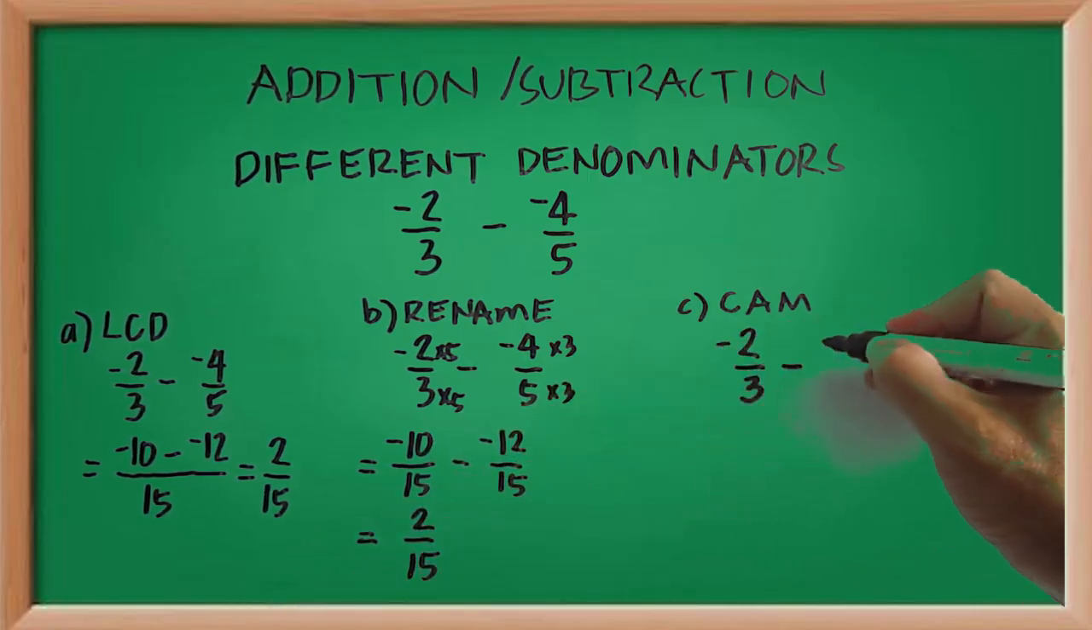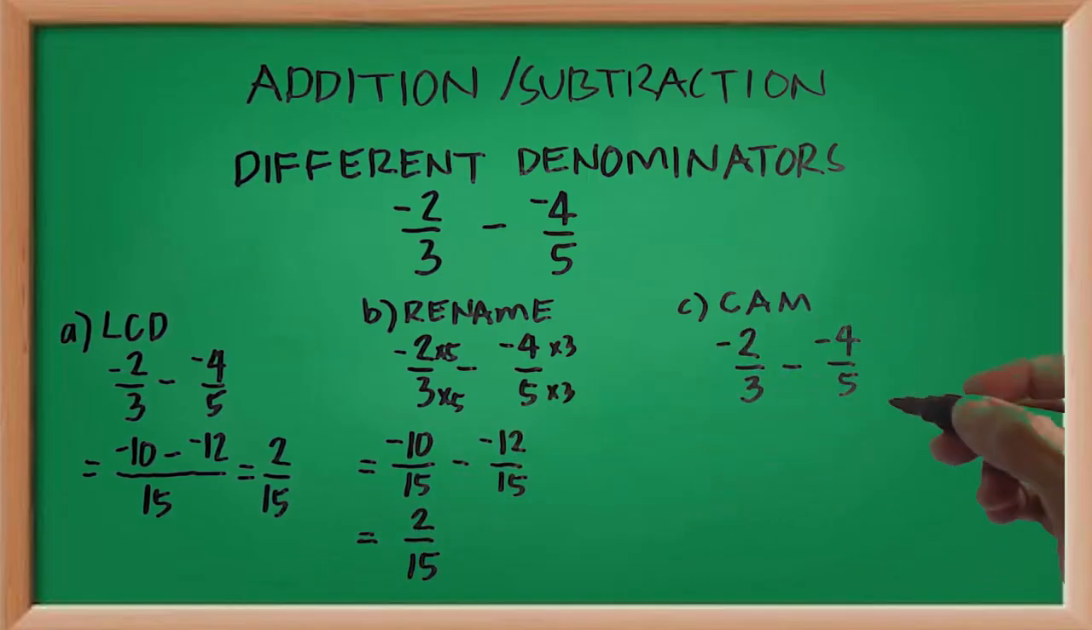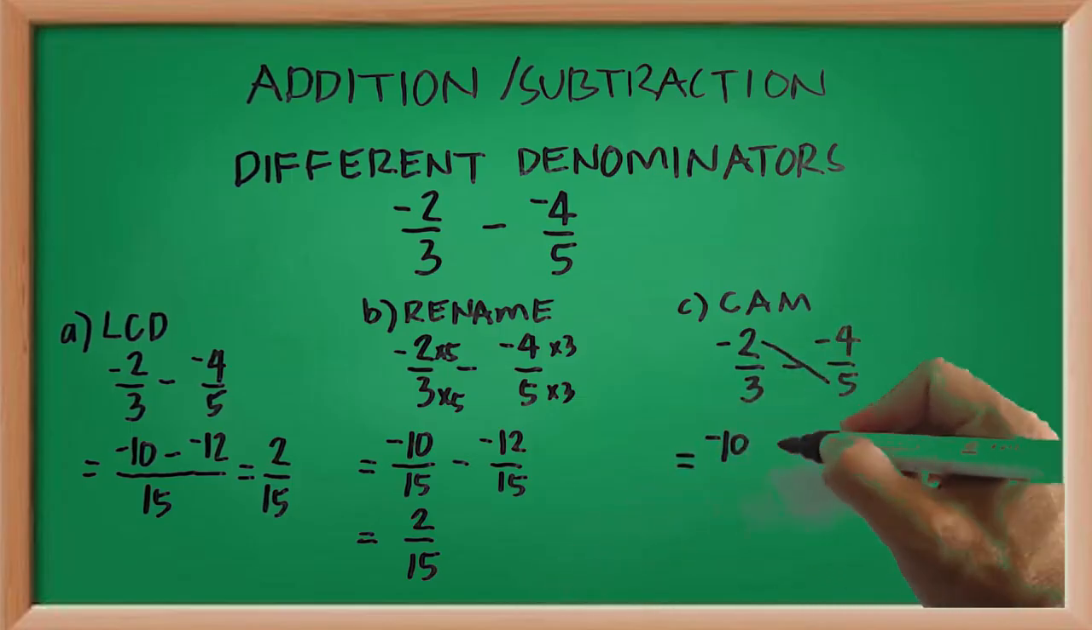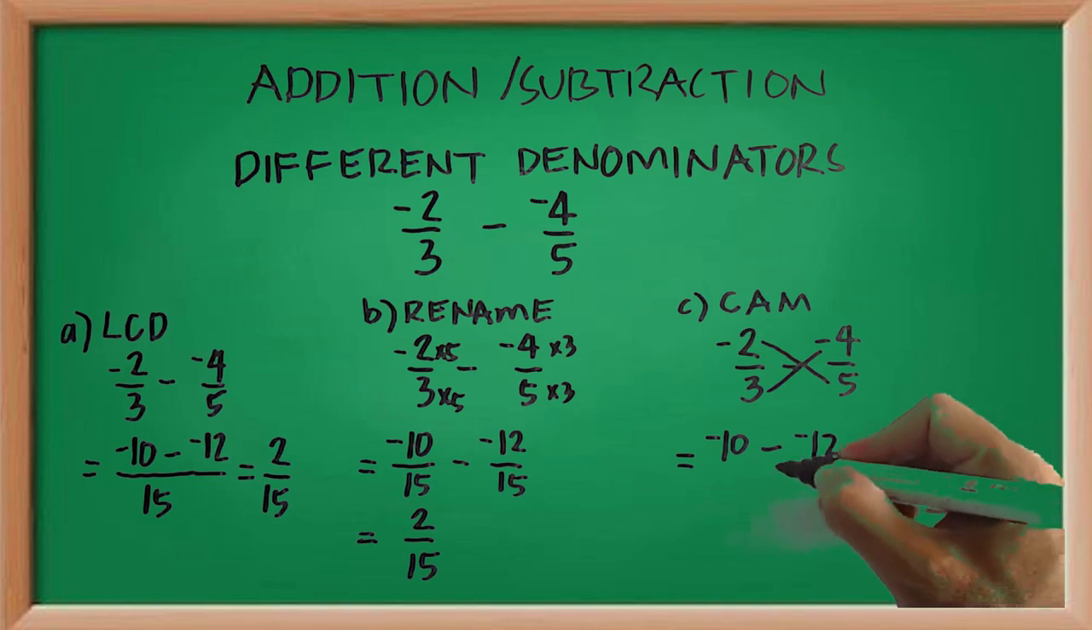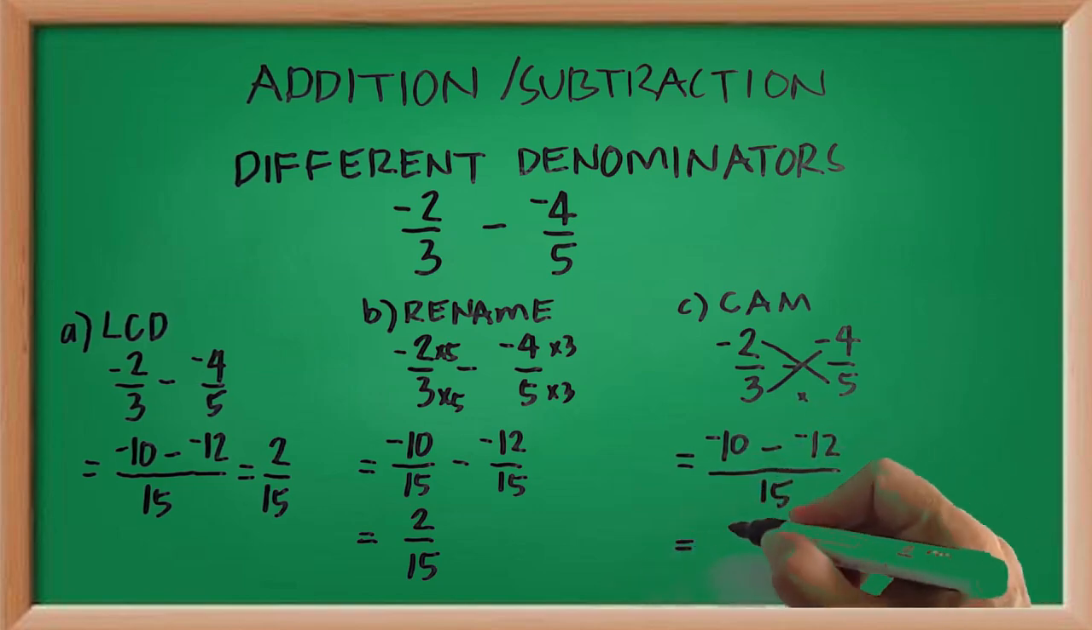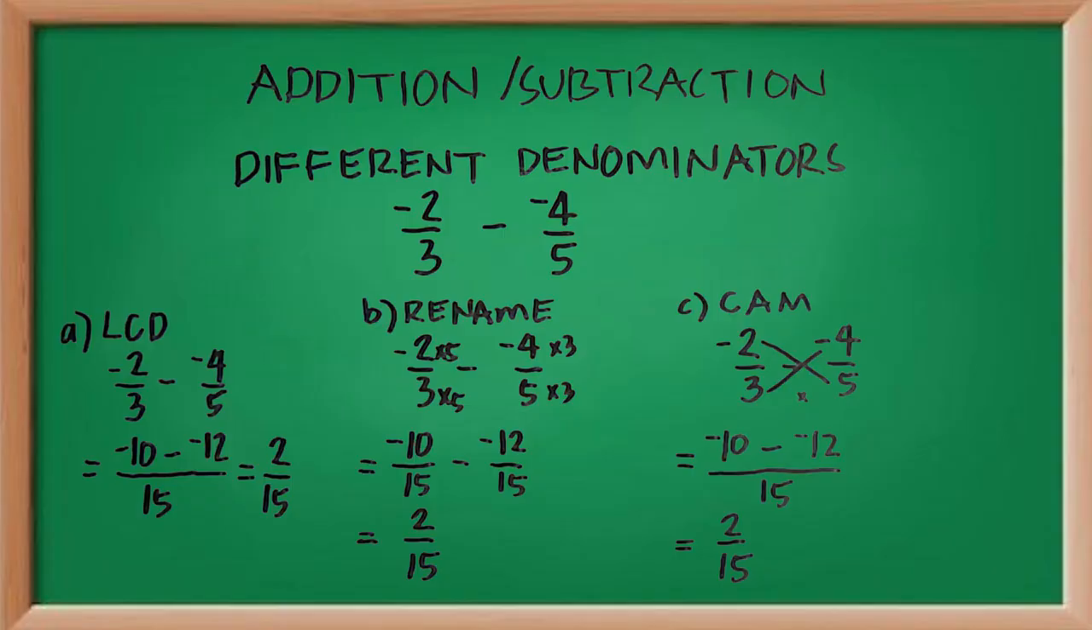If you think renaming is difficult, try this method. Cross multiply. Negative 2 times 5 is negative 10 minus 3 times negative 4 is negative 12. All over, the product of 3 and 5 is 15. Negative 10 minus negative 12 is 2 all over 15.